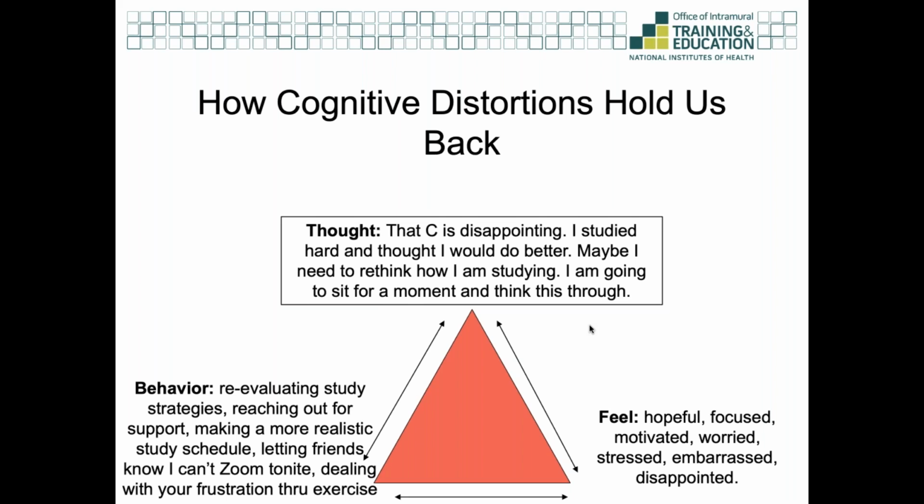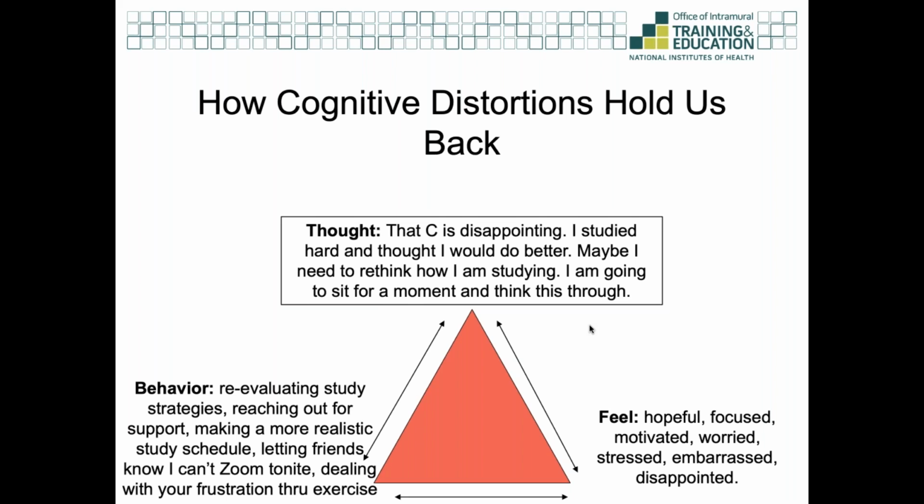And here's how it would work. So the thought then would be, boy, that C was disappointing. I studied hard and I thought I would do better. Maybe I need to rethink how I'm studying. I'm going to sit down here for a moment and think this through. And you might come up with slightly different language, but notice how much kinder that is. Now, just that kinder giraffe thinking can lead to some feelings that are more positive, like hopeful, motivated, focused.